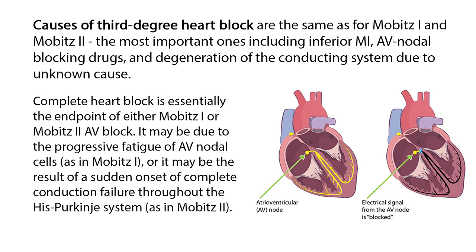Complete heart block is essentially the endpoint of either Mobitz I or Mobitz II AV block. It may be due to the progressive fatigue of AV nodal cells, as in Mobitz I, or it may be the result of a sudden onset of complete conduction failure throughout the His-Purkinje system, as in Mobitz II.